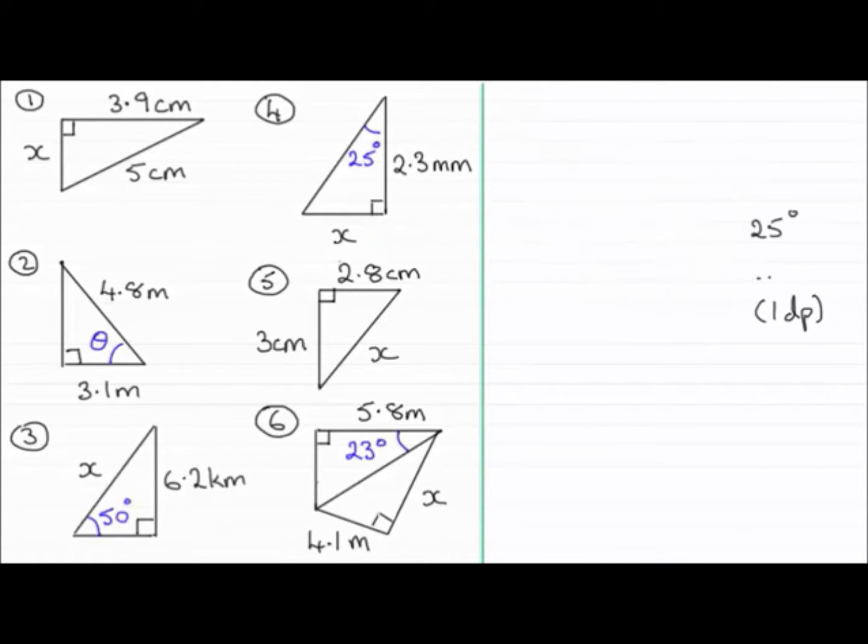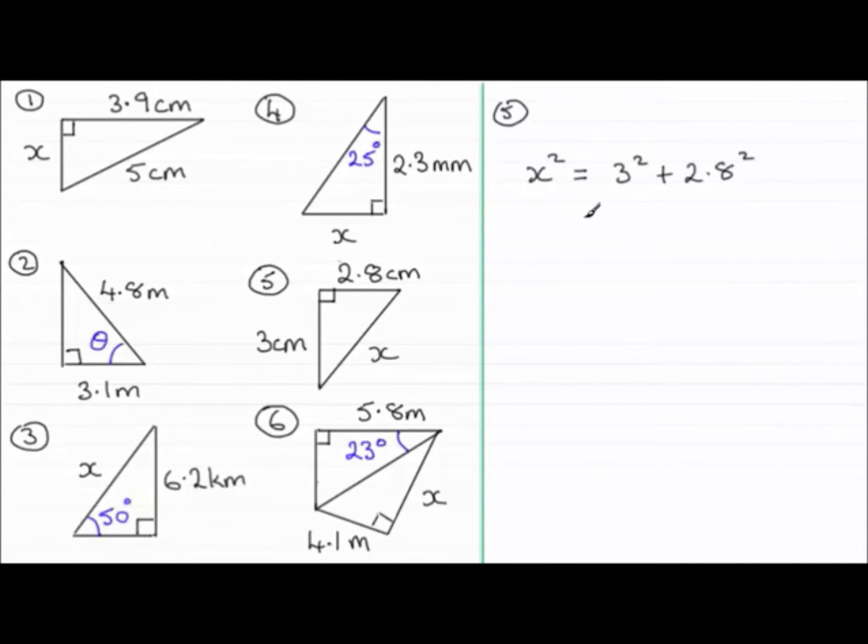Moving on again, we've got now question 5. And with 5, what have we got here? We've got 2 sides and we've got to find the third side. So when you've got any 2 sides and you've got to work out another side, it's Pythagoras' theorem. So what we have here is 2 of the shorter sides given, and we've got to work out the hypotenuse. So therefore this one is just going to be the hypotenuse squared, that's x squared, equals the sum of the squares of the other 2 shorter sides. So that's 3 squared plus 2.8 squared.